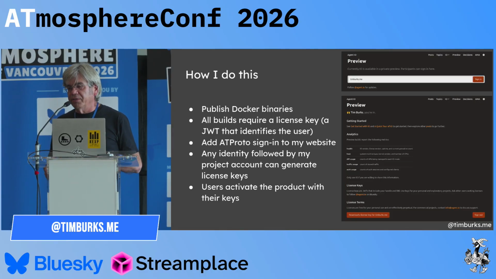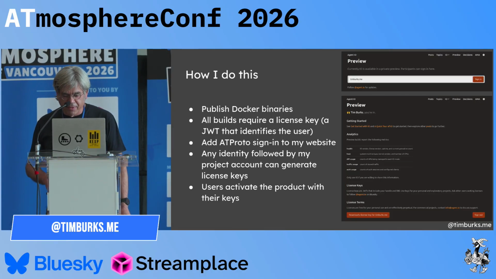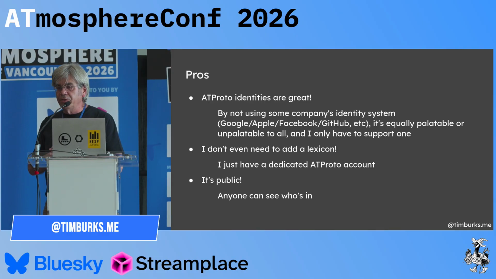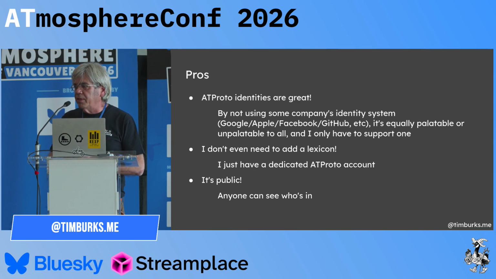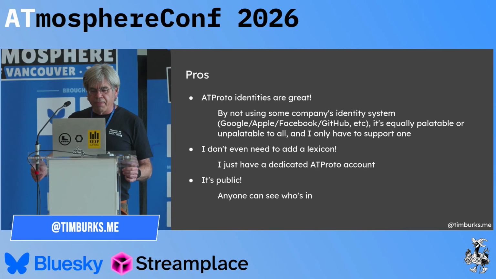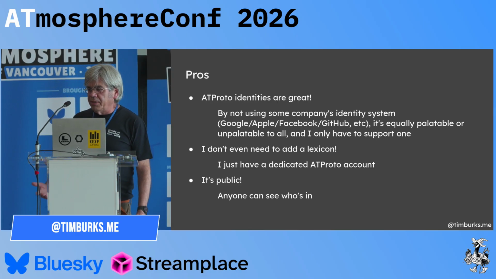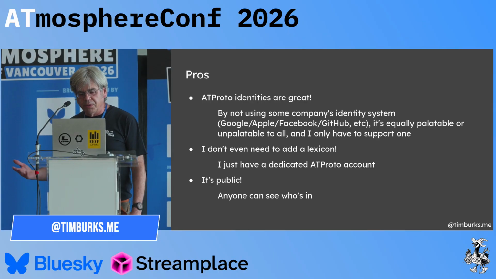So if Agent.io follows you, you're in the beta. I really like this because it's so simple. And because I'm using ATproto identities, like I talk to enterprise companies that have their own login with this or that, none of them can be mad that I'm using one of their competitors to log in to my website, so I'm neutral. And then I didn't even add a lexicon. It was just so easy. I just have a dedicated account for this, and whoever it follows is in my beta.